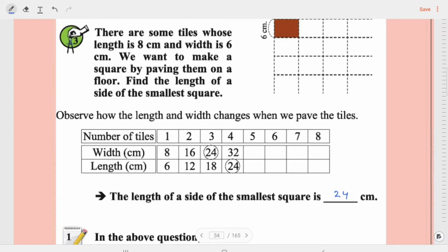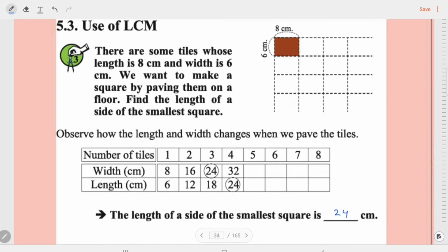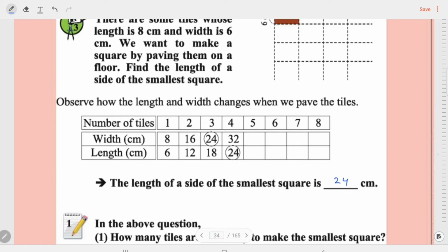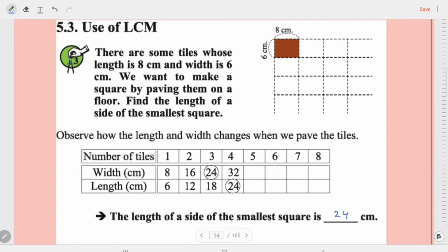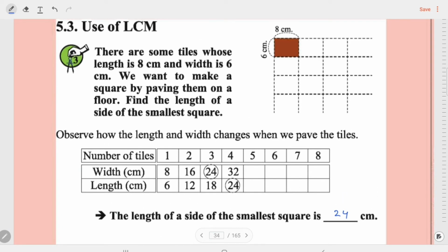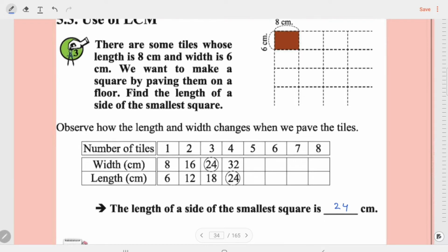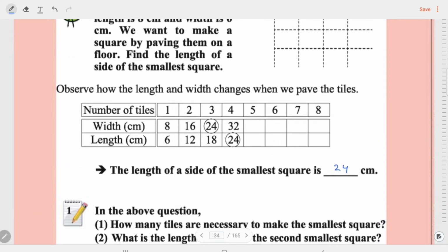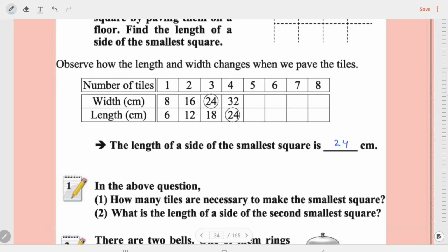How many tiles are necessary to make the smallest square? The smallest square side is 24 cm. How many tiles are necessary to make the smallest square? What is the length of the side of a second smallest square?